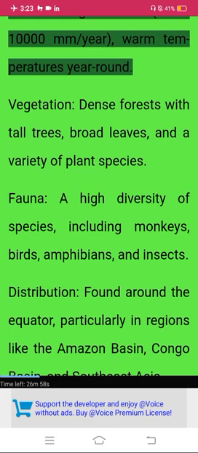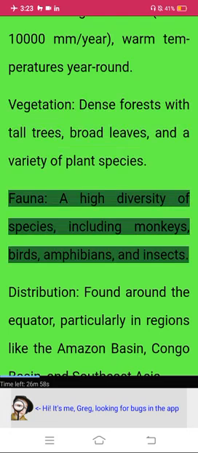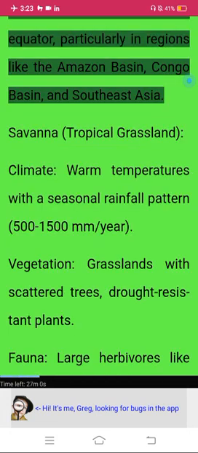Climate: high rainfall, 2,000–10,000 millimeters per year, and warm temperatures year-round. Vegetation: dense forests with tall trees, broad leaves, and a variety of plant species. Fauna: a high diversity of species, including monkeys, birds, amphibians, and insects. Distribution: found around the equator, particularly in regions like the Amazon Basin, Congo Basin, and Southeast Asia.